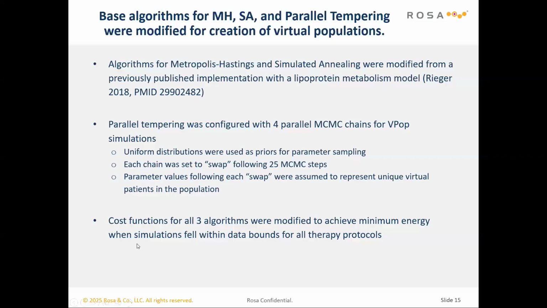The cost functions used to calculate energy in each of the algorithms were modified to achieve minimum energy when simulations fell within data bounds for all 3 therapy protocols.